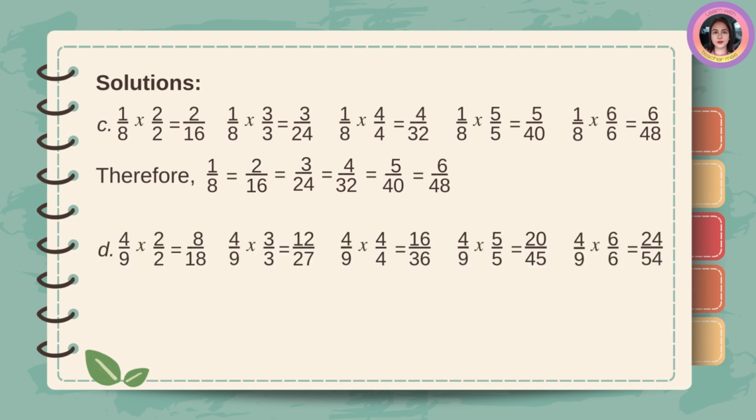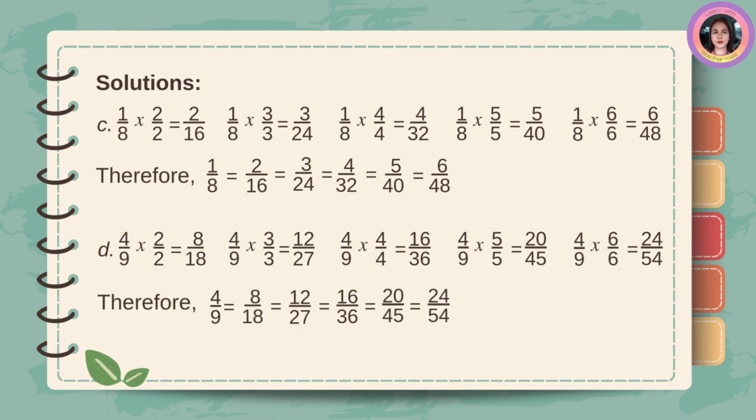Letter D, 4/9 times 2/2 is equal to 8/18. 4/9 times 3/3 is equal to 12/27. 4/9 times 4/4 is equal to 16/36. 4/9 times 5/5 is equal to 20/45. 4/9 times 6/6 is equal to 24/54. Therefore, 4/9 is equal to 8/18.